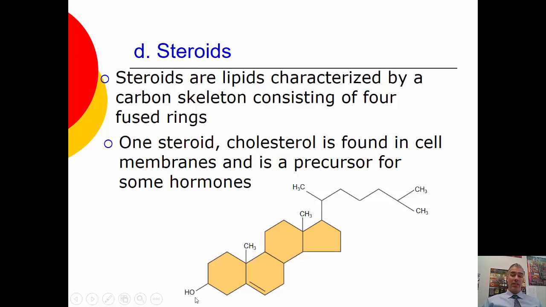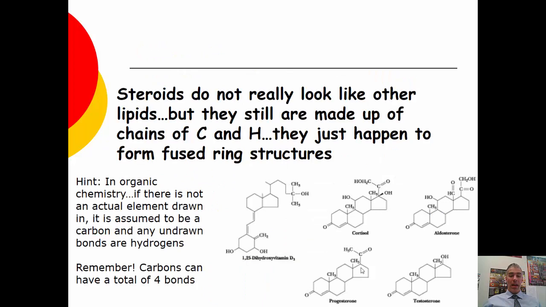Now, this is actually looking at cholesterol. So cholesterol is a steroid, but it is also the precursor for some hormones. So cholesterol actually gets turned into things like testosterone, estrogen, stuff like that. So remember, these are special because they don't look like other lipids, but it's still long chains of carbon and hydrogen. Remember, every time you see a corner, that's just carbons and hydrogens. If it's something other than carbon and hydrogen, they'll note it as being an oxygen or a nitrogen or phosphorus or something like that. Okay? Here's showing you testosterone. Here's showing you progesterone. There's estrogen. Those are all examples of steroids.